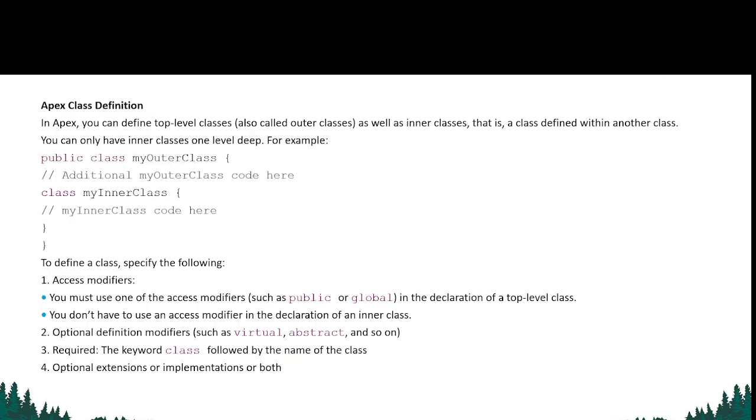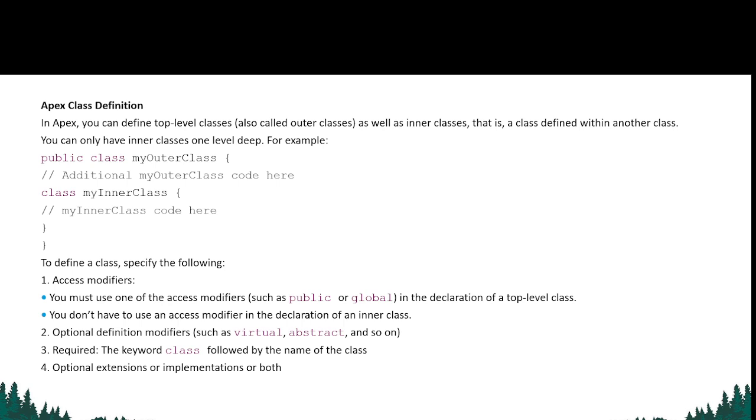Then you have the Apex class definition. In Apex class definition, you are providing the top level classes as well as the inner classes. So the top level classes can be declared as a public class, and the inner classes can be declared as a private class, or you can also declare it as a public class. So these are the access specifiers that are used in Apex classes. So public class my outer class, and then you can store certain code of the outer class, then inner class my inner class. Now when you have to define a specific class, we have to give this access modifier.